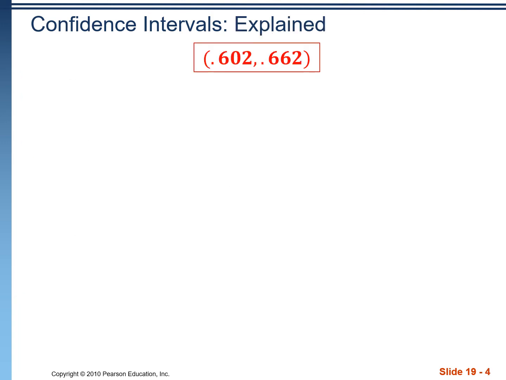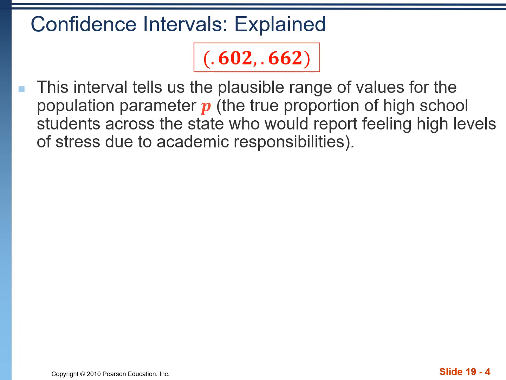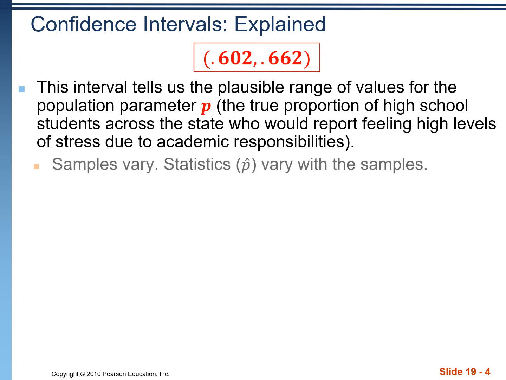So now that that refresher is finished, we have our interval, and this interval is telling us the plausible range of values for the population parameter p. It's the true proportion of high school students across the state, all high school students across the state, not just the ones in our sample, who would report feeling high levels of stress from their academics. Samples vary, statistics vary with the samples. If we take a different sample, we would get a different result.